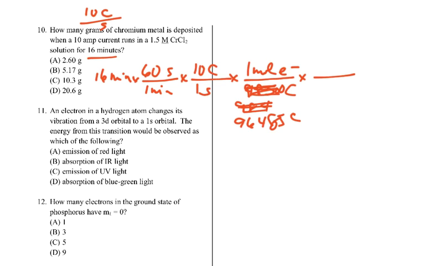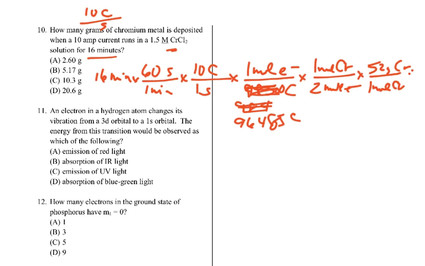Okay. Chromium, we can tell by the compound that that's a 2+ solution. So we have 2 moles of electrons for every 1 mole of chromium that's forming. And we're trying to get grams of chromium. So 1 mole of chromium is, I believe, 52 grams of chromium.